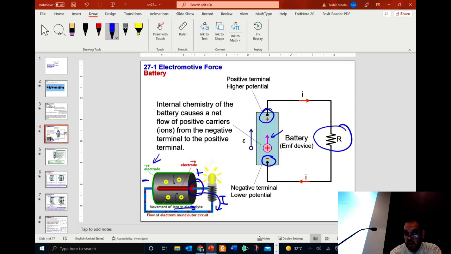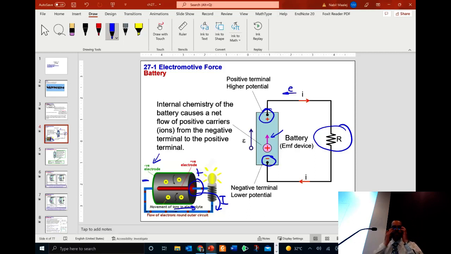Okay? So inside the battery, we have a flow of ions. Outside the battery in the circuit, we have a flow of free electrons. And the current is actually flowing in the opposite direction of the electrons. So here, the electrons really are flowing in this direction.